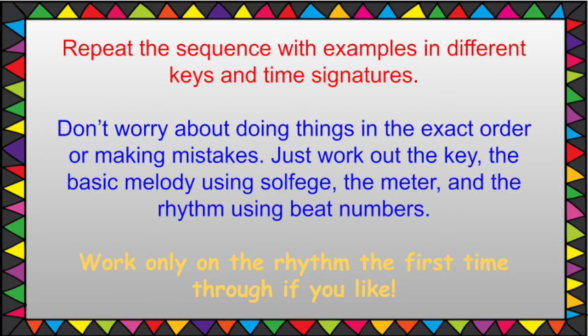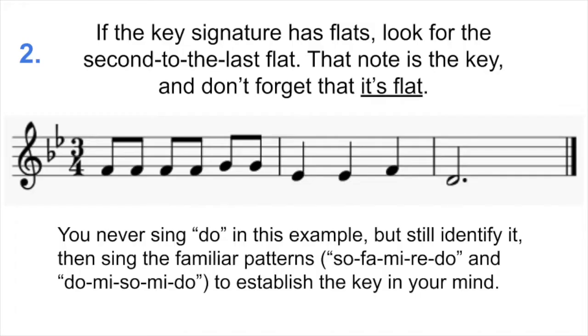Repeat the sequence with examples in different keys and different time signatures. Don't worry about doing things in the exact order or making mistakes. Just work out the key, the basic melody using solfege, the meter, and the rhythm using beat numbers. Or you could work only on the rhythm the first time through if you like. Number 2. Here is the sound of do. Now pause the video and try to figure it out. When you think you have it, resume the video.